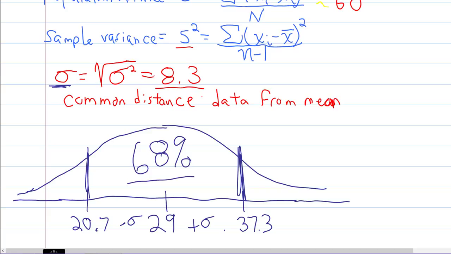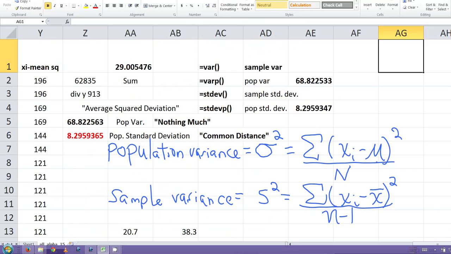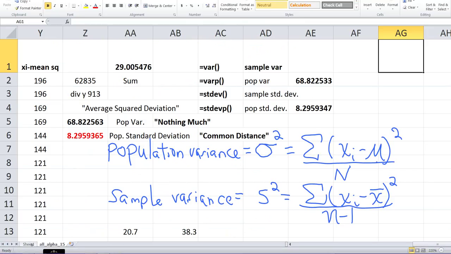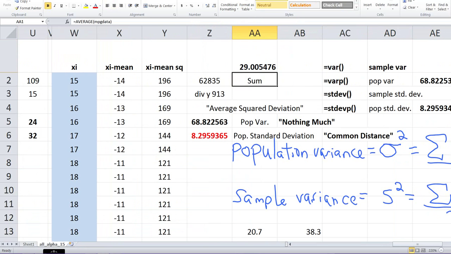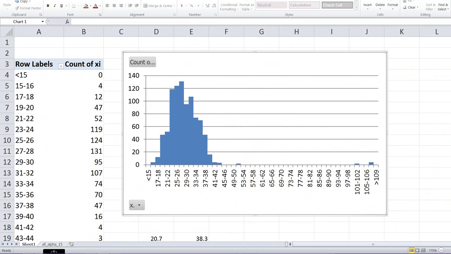Now let's look at our car data here and let's see what the distribution looks like, and let's see what percentage of our data is within one standard deviation between 20.7 and 37.3. So let's go back to our Excel file. Now if we go to our page here that has our data on it, we can see where we were doing our calculations. Let's go to a sheet here where I've made a histogram of the data. And I made this histogram with bins of 2 miles per gallon. So 15, 16, 17, 18, 19 and 20 are one bin, 21 to 22, etc.